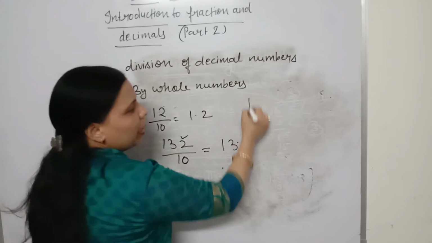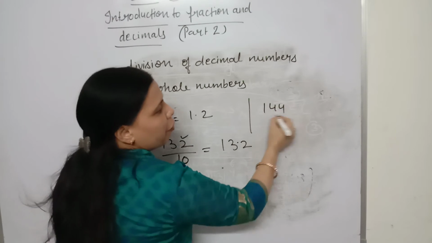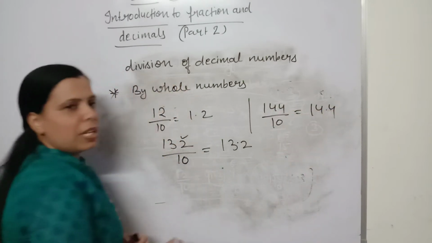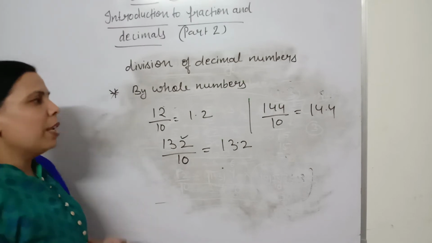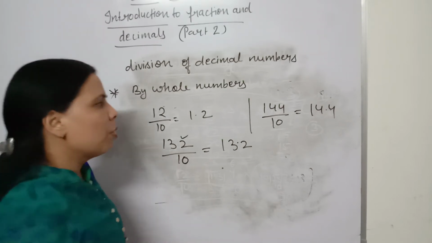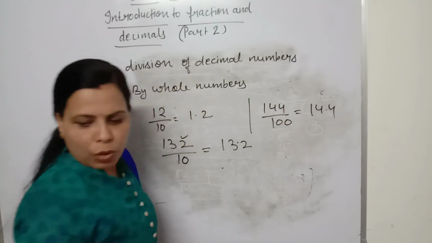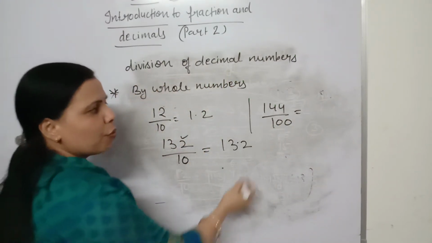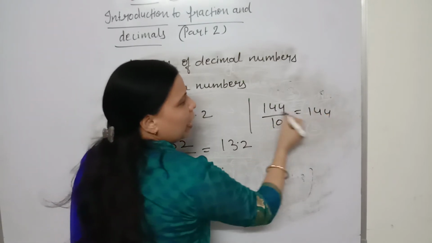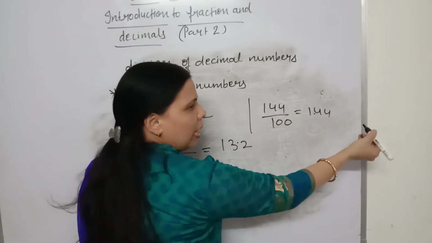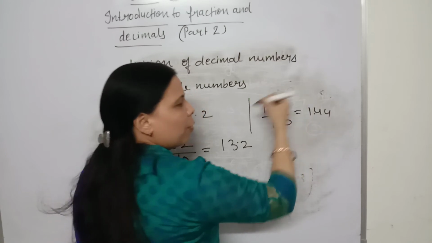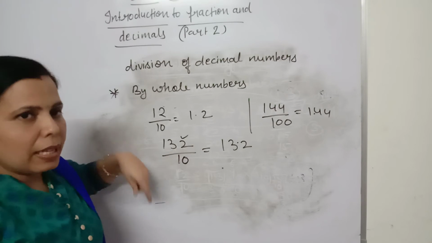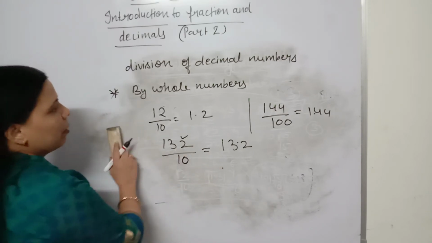In the same way I will be giving you some more examples. 144 upon 10, again one place of decimal, so your answer is 14.4. In this way you can write so many numbers. Suppose this number is divided by 100. So what will be the answer here? 100 means 2 decimal places. From the right side you count 2 decimal places. So your number is 1.44. Like this you can write directly without dividing the number.